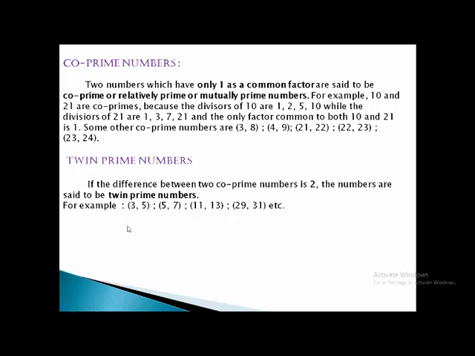twin prime numbers. As we already studied, in twin prime numbers, there are a total of 8 pairs from 1 to 100. There are a total of 8 pairs of twin prime numbers.